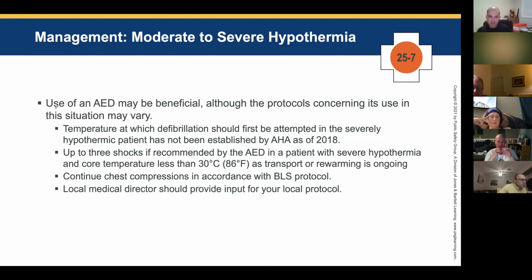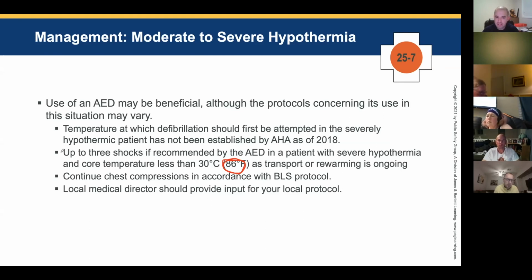All right. So moving into use of an AED. AED usage may be beneficial, although protocols can vary. The temperature at which defibrillation should first be attempted in the severely hypothermic patient has not been established. However, many times you'll see 86 degrees, which is usually where we begin to see the effects of defibrillation taking place. So if they're less than 86 degrees Fahrenheit, we can give up to 3 shocks, but after that, defibrillating isn't going to do any good.